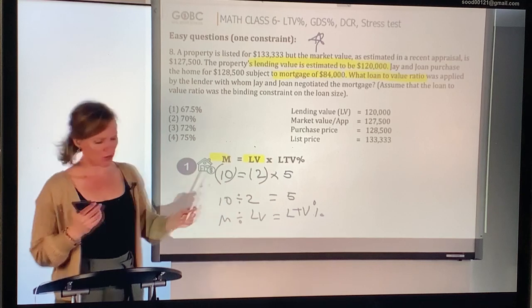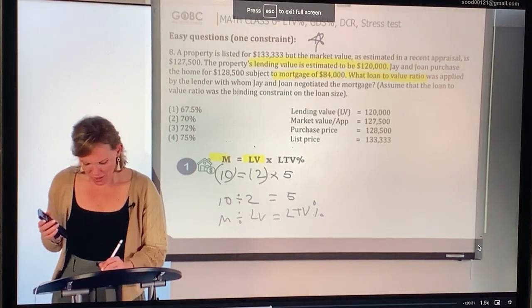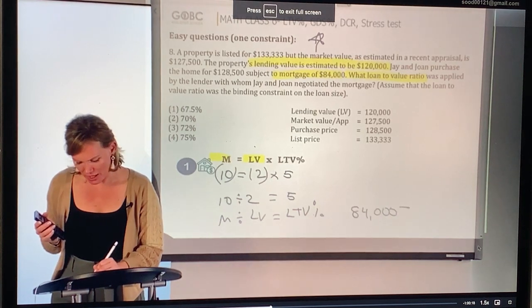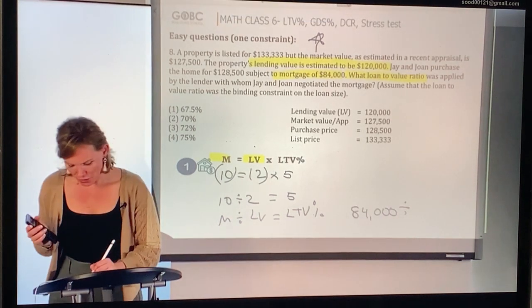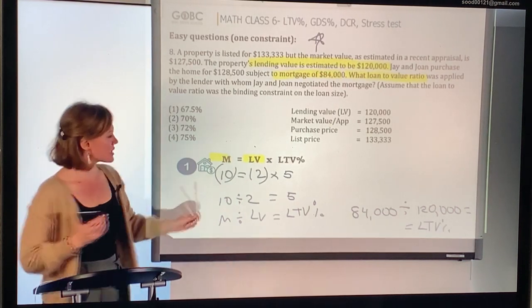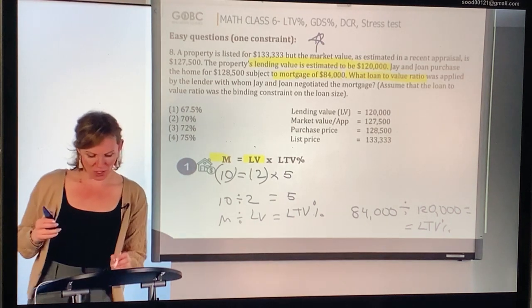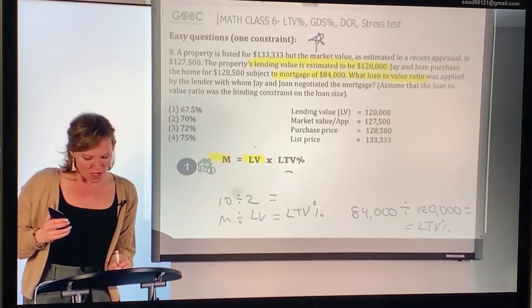So this is what we have to do. We have to take our mortgage, which is, what is the mortgage in the question? 84,000, right? So 84,000 is the mortgage. We take the 84,000 mortgage, we divide it by lending value, which is 120,000, and that would give you the loan to value ratio. That's it. This is all you would do in this question, okay? Let me show you this formula, how to convert it in a different way. So maybe if that did not help you, then I'll show you a different way, okay?